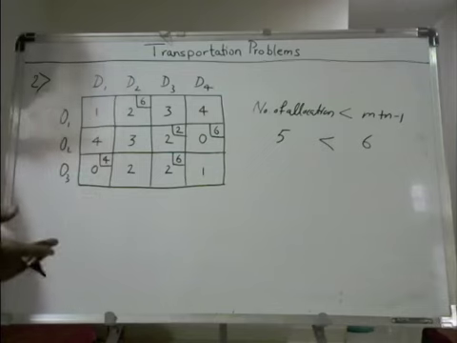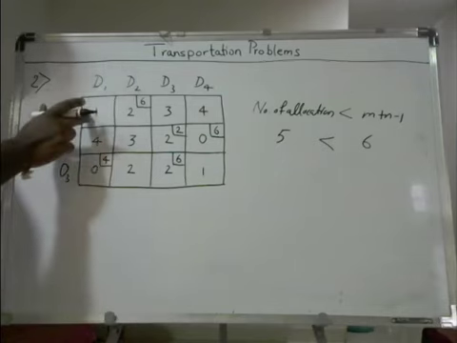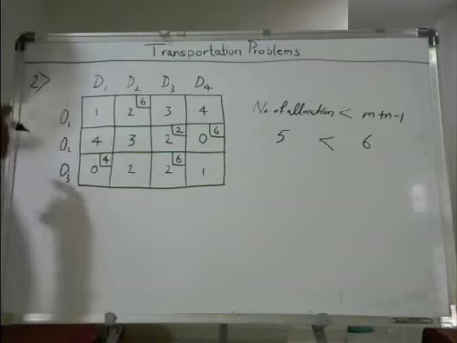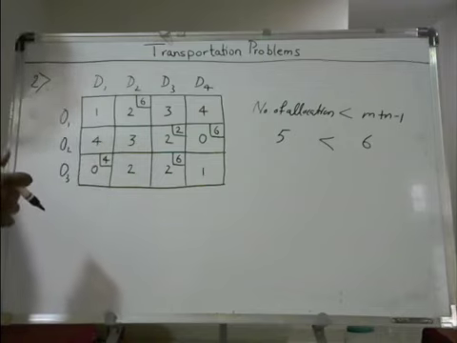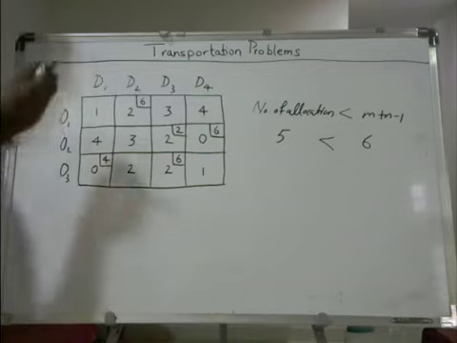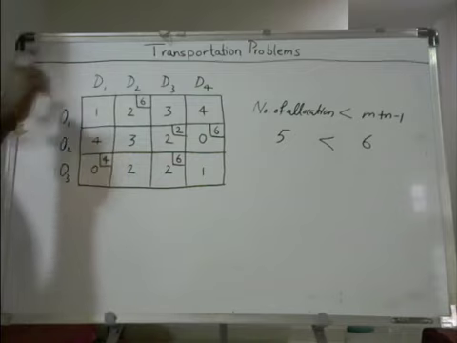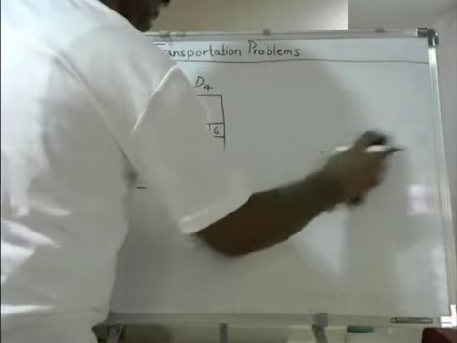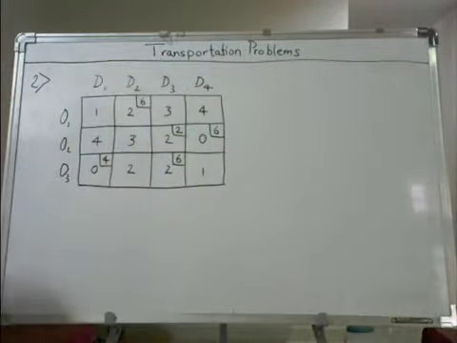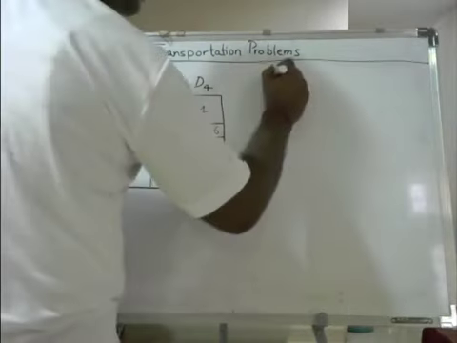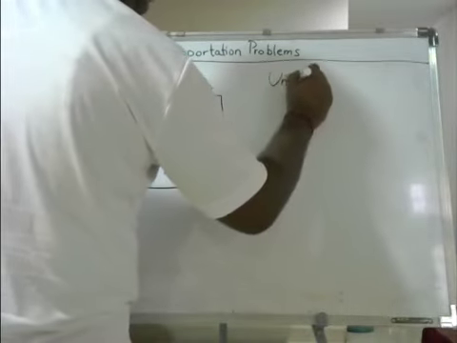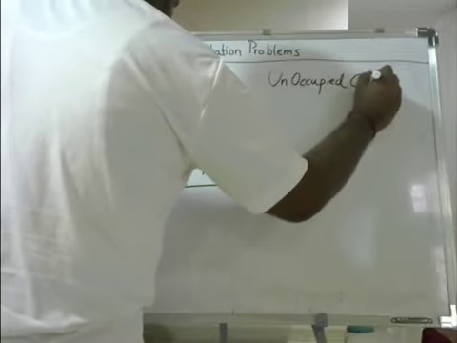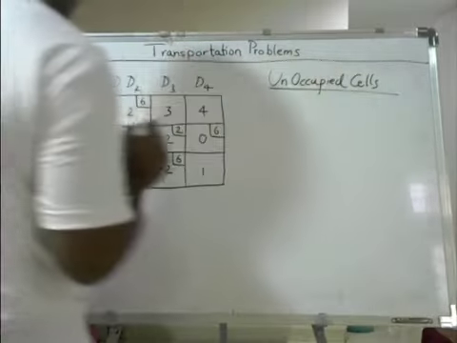Now how do we do that? We need to find independent unoccupied cells to allocate. How do we do that? First we need to write down the unallocated or unoccupied cells. Let us make a list of that.